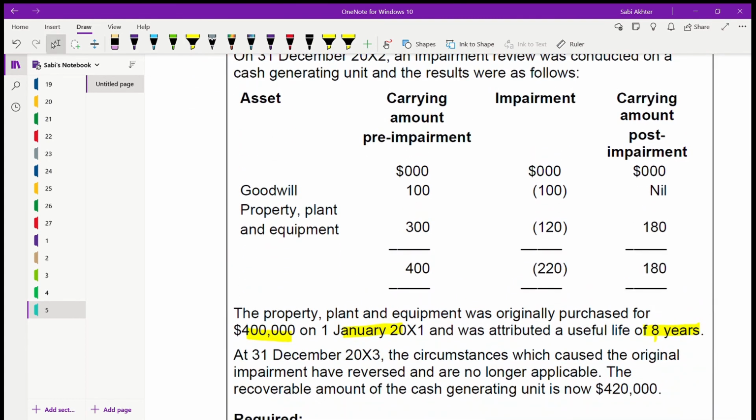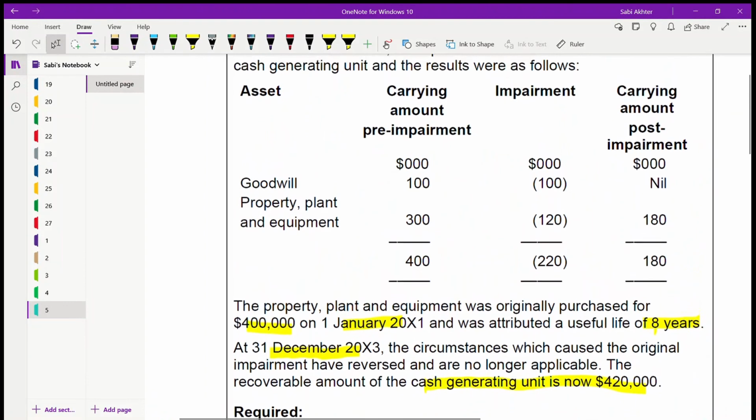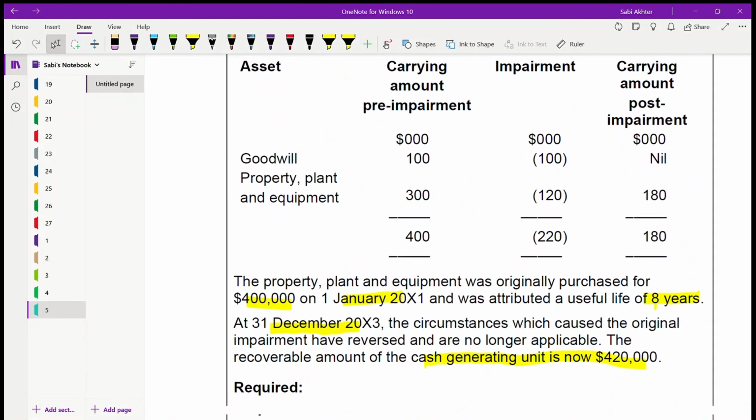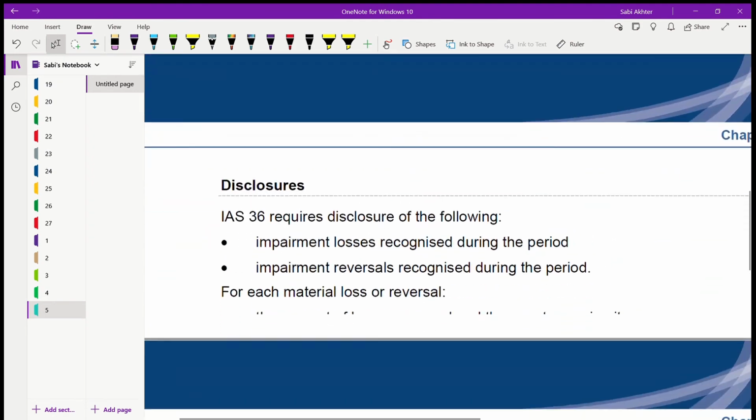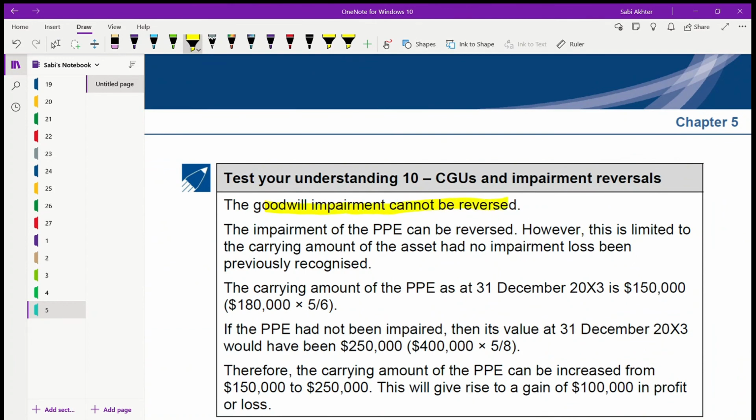At 31st December 2003, circumstances which caused the original impairment have reversed and no longer applicable. The recoverable amount of the cash generating unit is now 420,000. So this is the same impairment reversal, but with a cash generating unit. That was for a particular asset, the previous one. So now, you see goodwill impairment, you cannot reverse it. But impairment of this one can be reversed. However, when you reverse it, this is limited to the carrying amount of the asset if no impairment loss has been previously recognized.